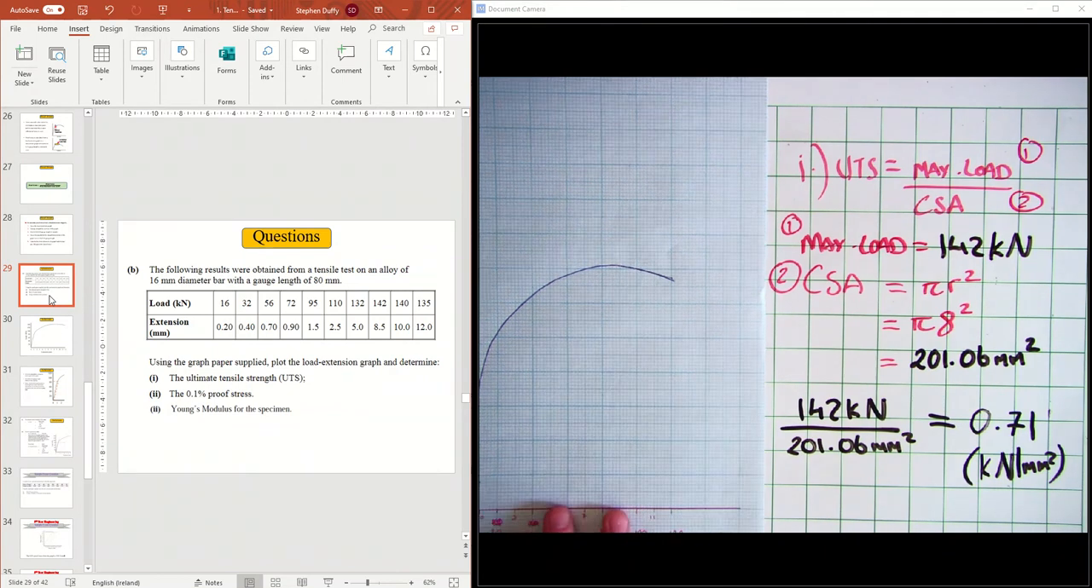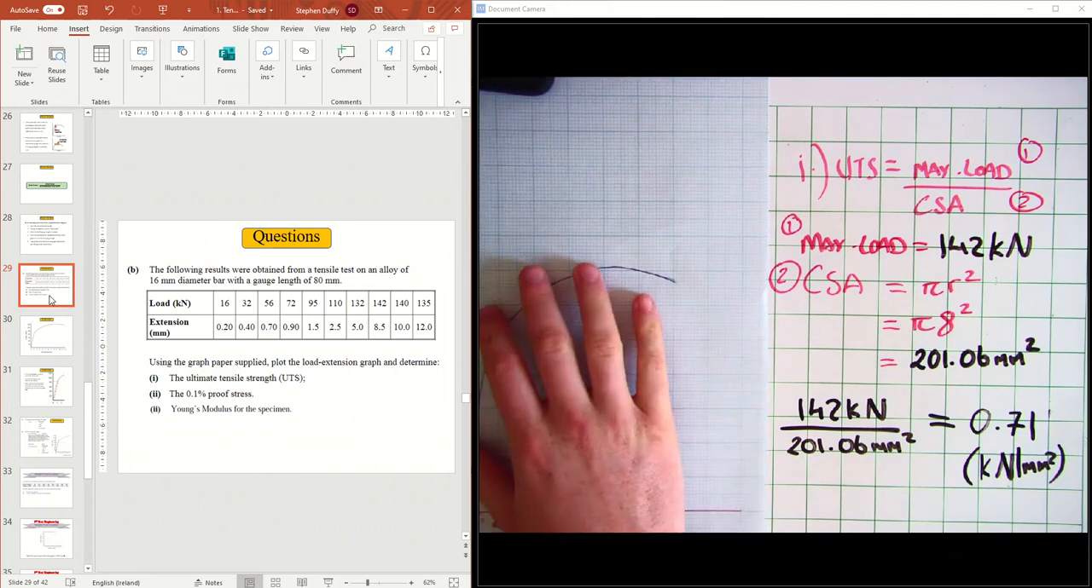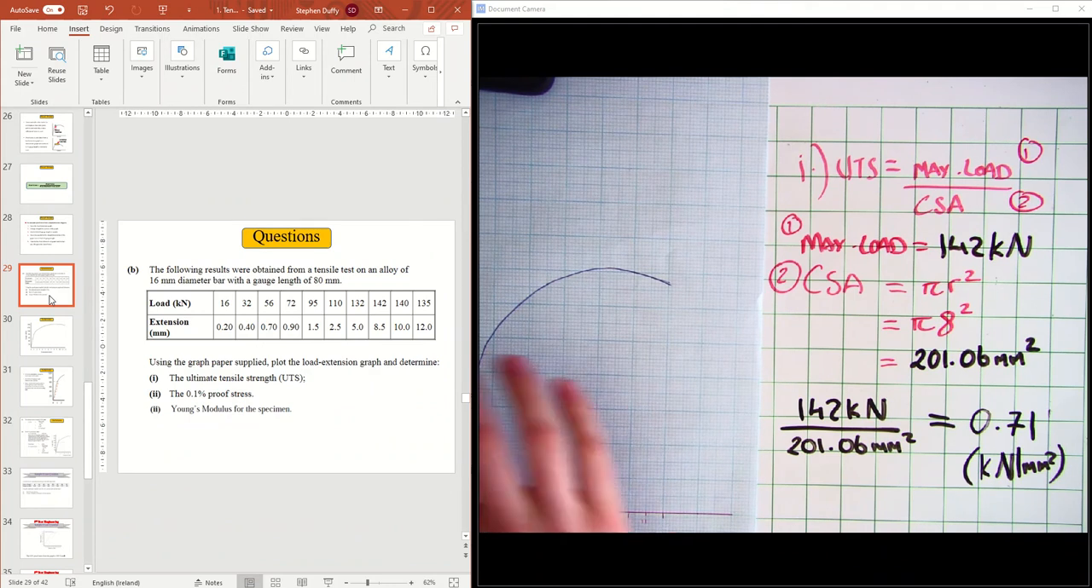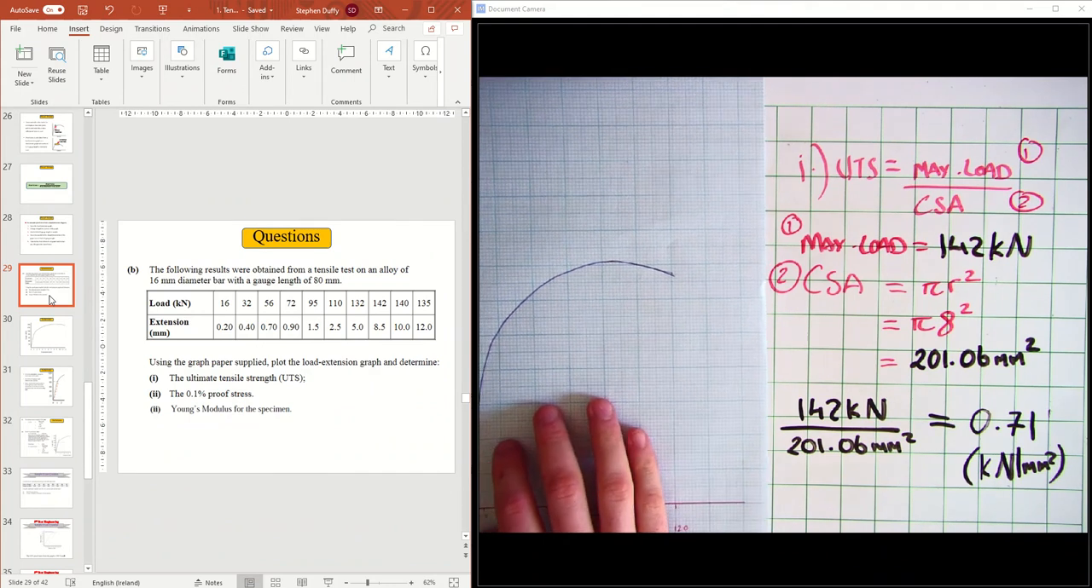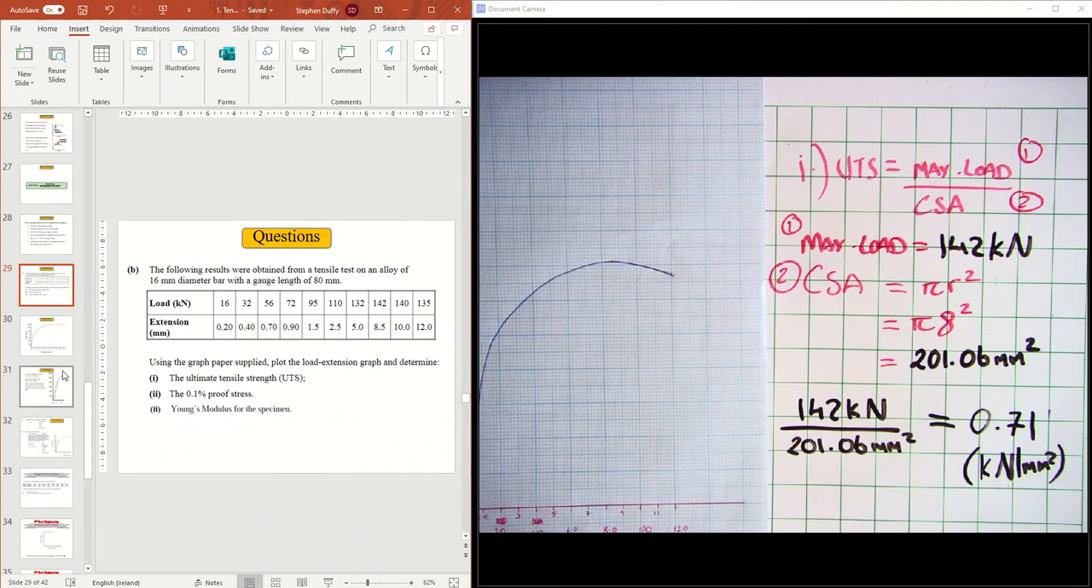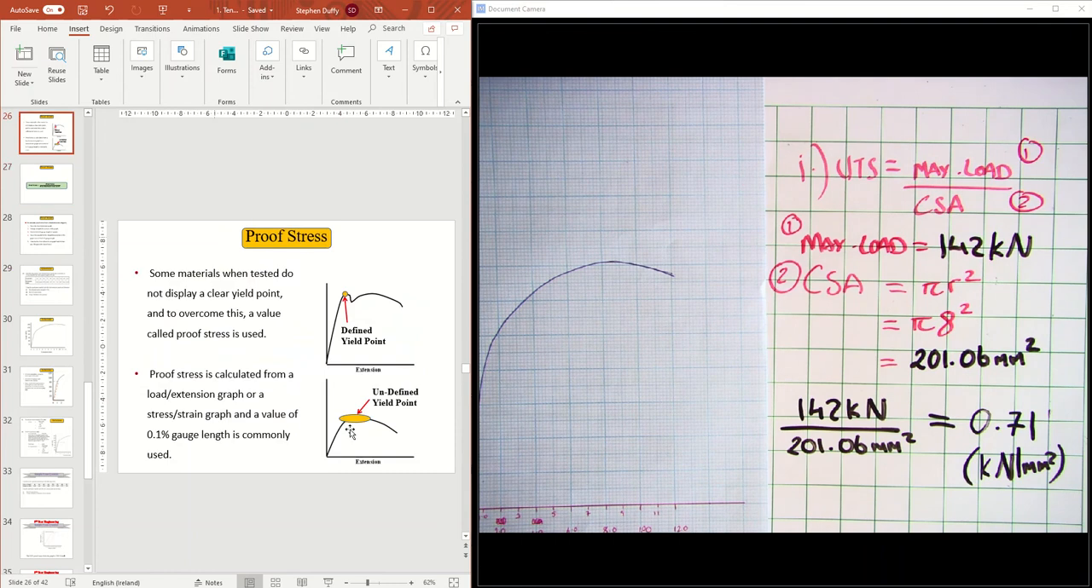Now, part 2, calculating the 0.1% proof stress. So what is this? When we're calculating the 0.1% proof stress, we're trying to find the yield point on the graph. Some graphs have a defined yield point and others don't. See here for an example.